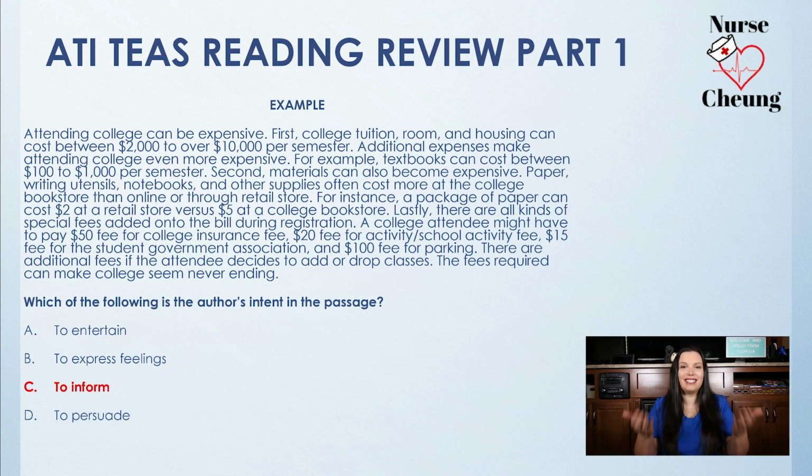And the correct answer is C. The author is trying to inform you of why college expenses are so expensive. A, it's not really an entertainment piece. It's not really captivating you as an audience, so A really wouldn't be the correct answer. Again, B is also not the correct answer. They're not really expressing any feelings. They're not trying to bring out any feelings in their audience.